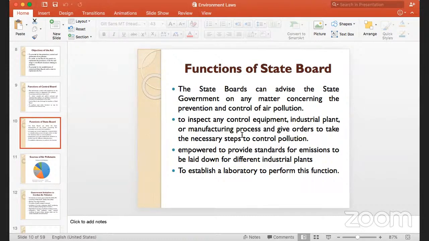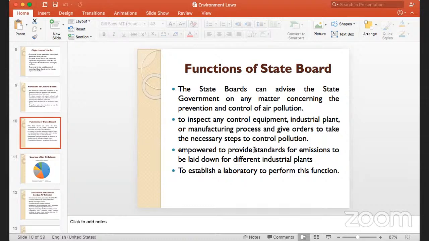They are also empowered to provide standards for emissions, right, to be laid down for different industrial plants. So industries are regulated that way because the state board, which is established under this act, will make standards, right? For example, the amount of permissible carbon that you can release is between this range. So if you are emitting beyond that range, then you will be susceptible to some fine, right? So this is what the state board does.